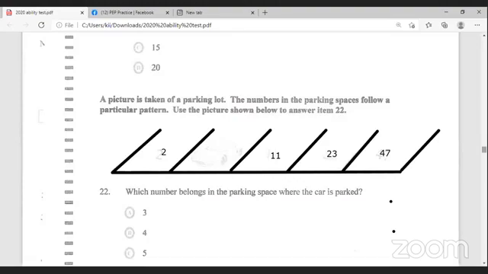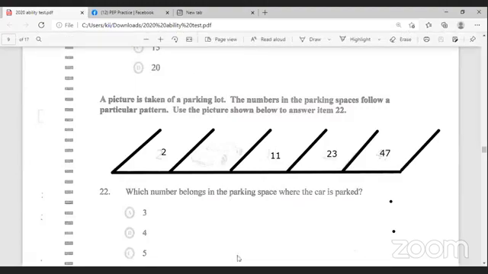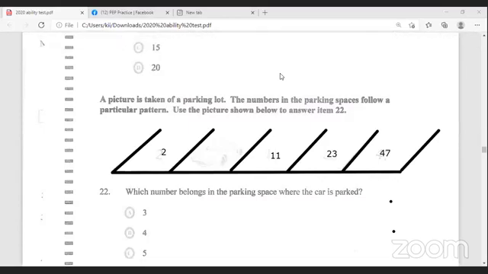So the first number is 2. There's a car in that parking space covering a number that we don't know. There's 11, 23, and 47. All right, let's look at the answer here. So which number belongs in the parking space where the car is parked? I would have done this question last week for the persons who looked at this question last week. I think this is the last question that we ended on. Let's see some explanations coming here in the chat. Okay, that's where we left off. All right, let's look at the explanation.